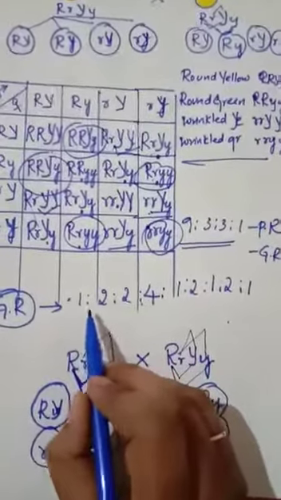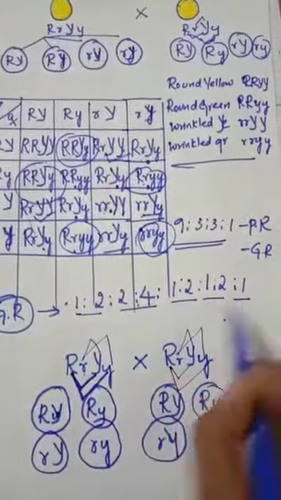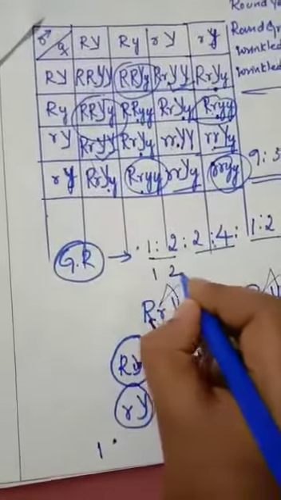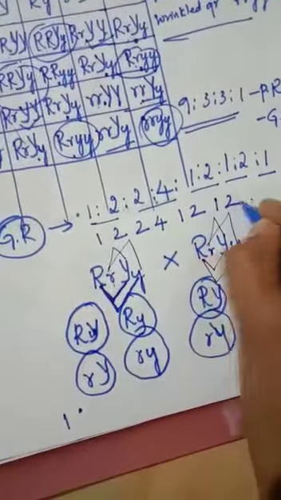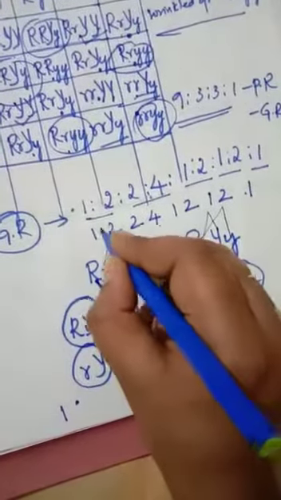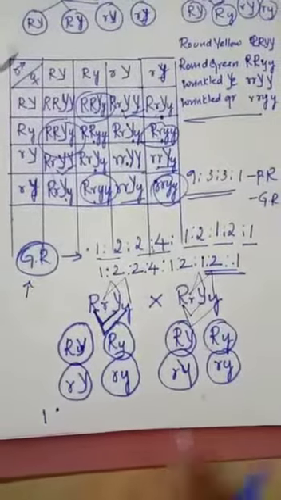It is an easy way to remember. 12, 12 2s are 24, 12, 12 and 1. So first you write like this: 12 1s are 12, 12 2s are 24, 12 1s are 12, 12 1s are 12 and 1. So now you keep putting the ratio symbol between each number. So it is easy to remember the genotypic ratio. Okay.